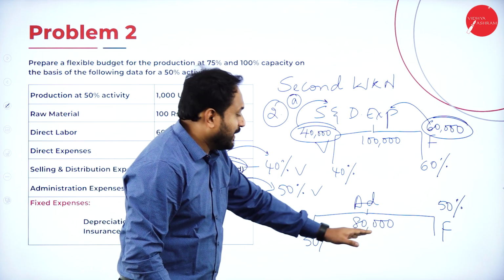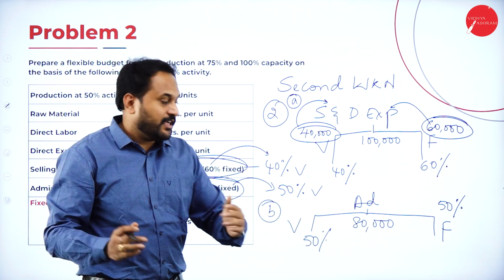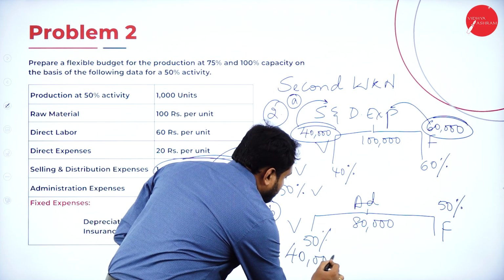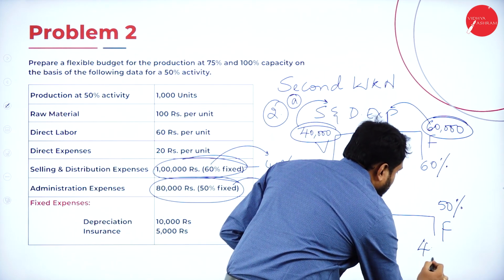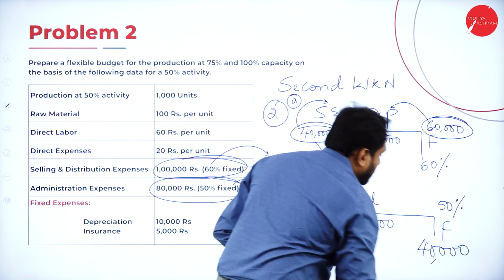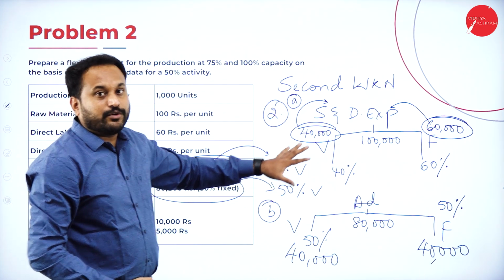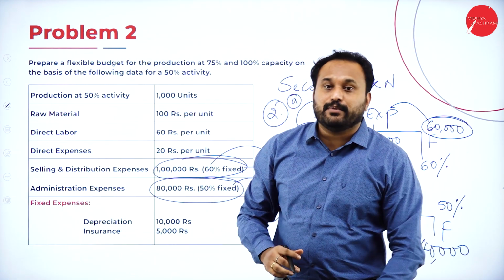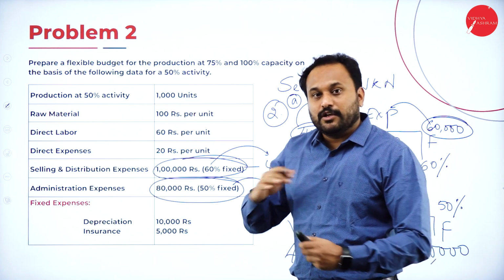That means if you split 80,000 into half and half, it is 40,000 each. So you write here 40,000 and here you write 40,000. So this is our working note. So we will not erase this. We'll actually have this because it's a very, very important working note which we will go with.